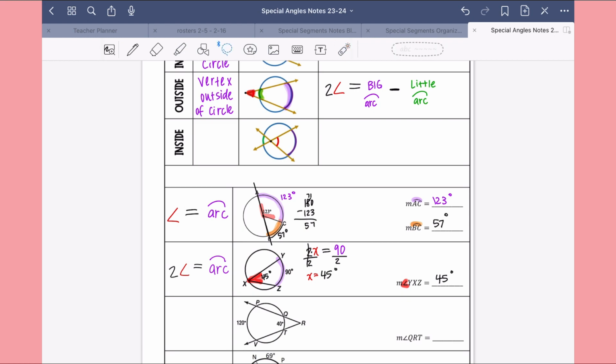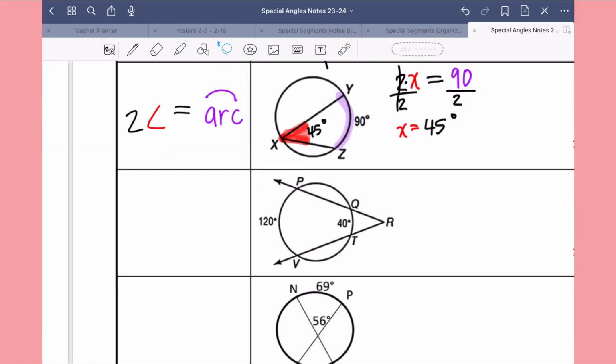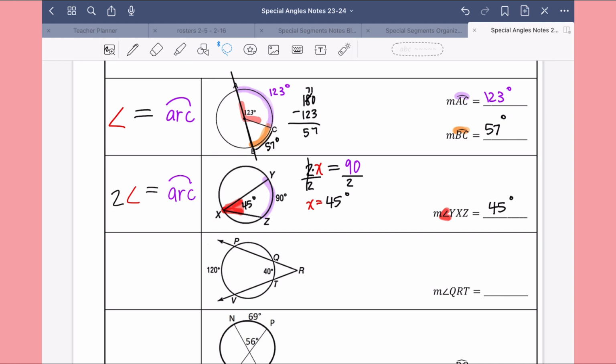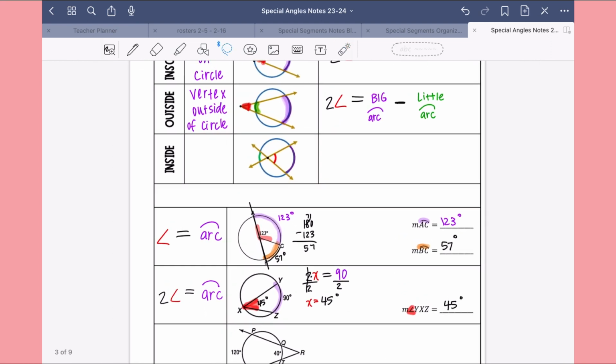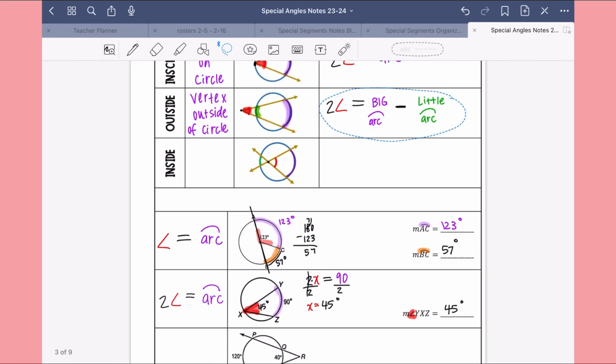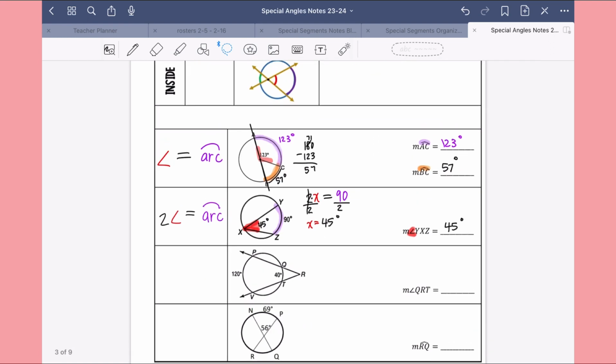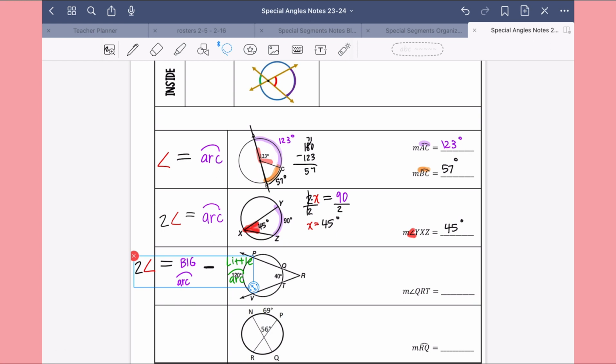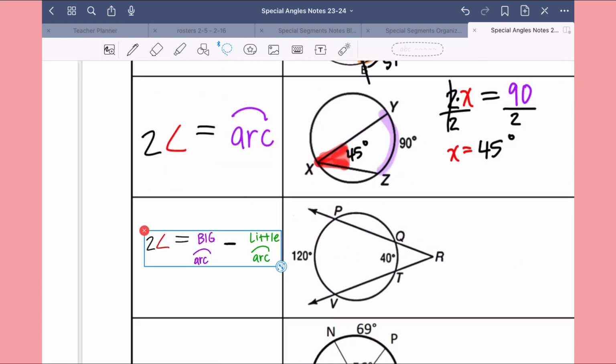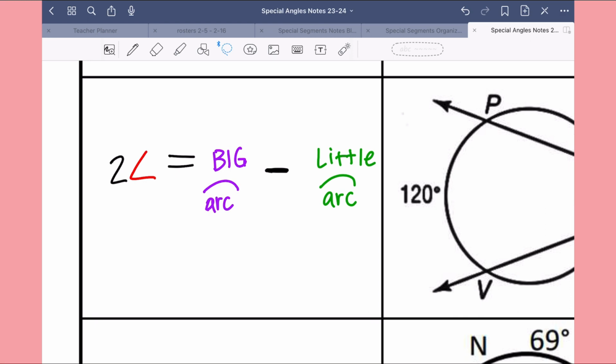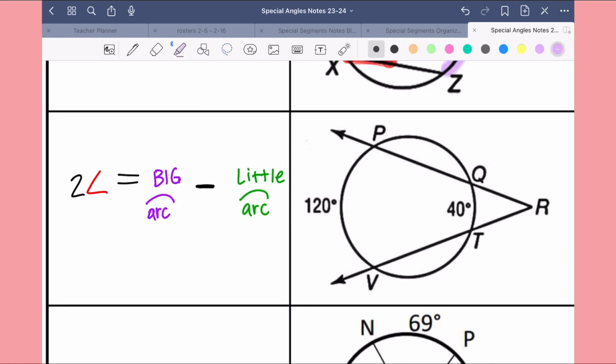Let's look at our first example here in the front. I'm going to copy the equation. For all of these, remember, you always want to ask yourself, where's your angle? For the first 2 we did the other day, it was in the center. This one was on the circle. This one is outside of the circle. Since my angle's outside, I'm going to be using this formula. Rewrite your equation here: 2 times the angle is the big arc minus the little arc.